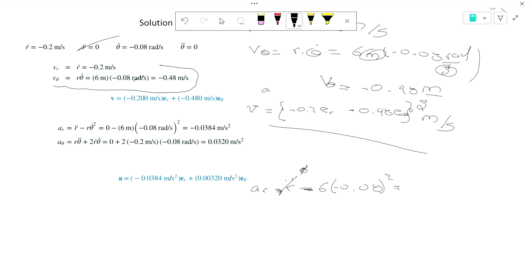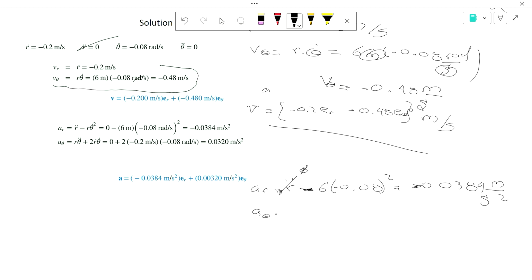So 6 times negative 0.08 squared is negative 0. But this part will be positive, but we have a negative here. So this is negative 0.038 meters per second squared. Okay, so we have one component of the vectorial acceleration.